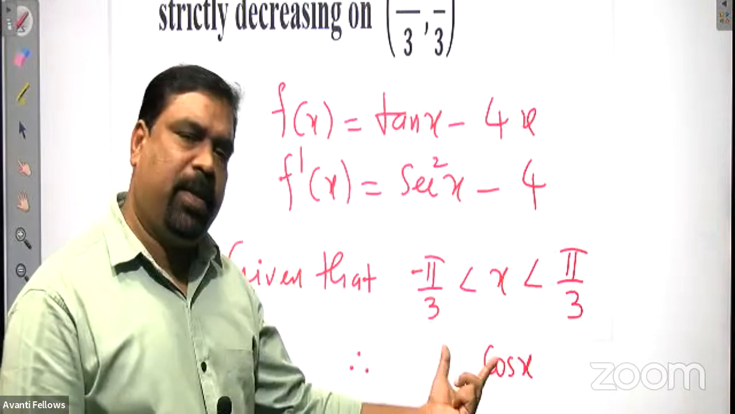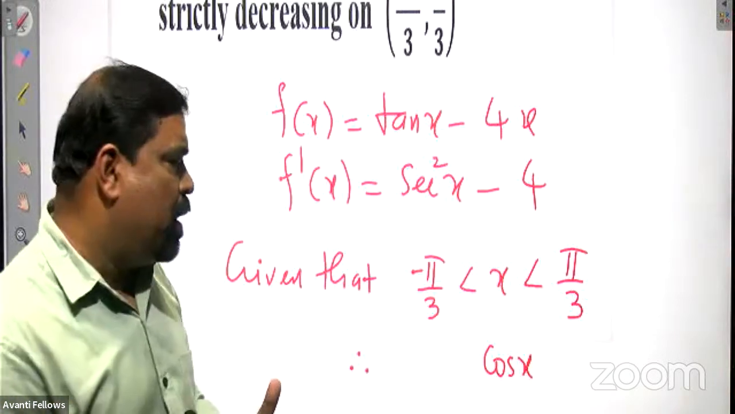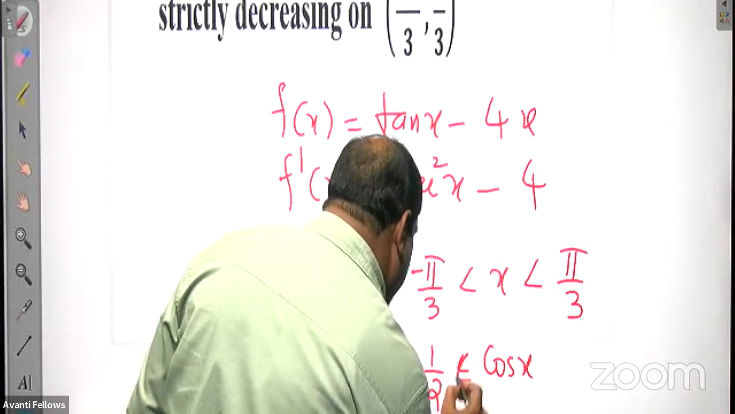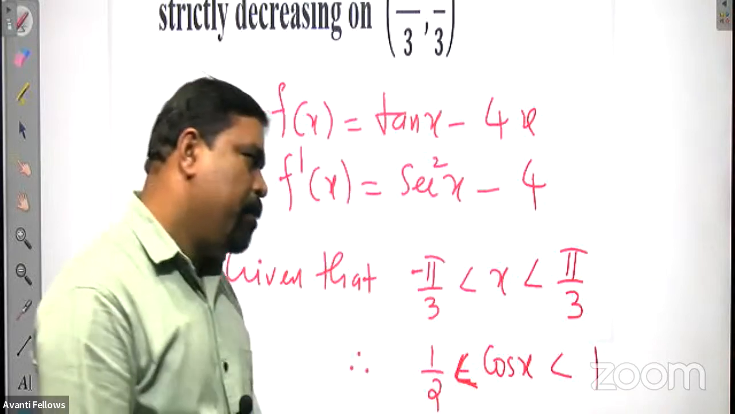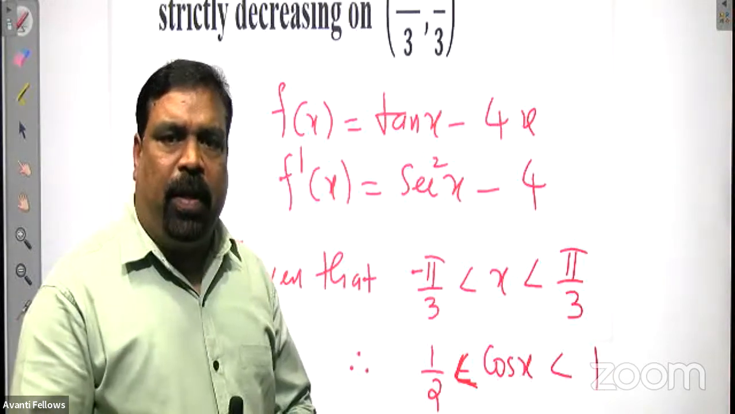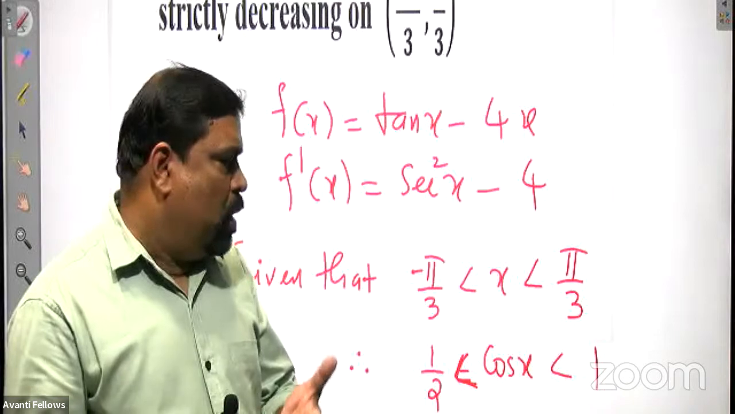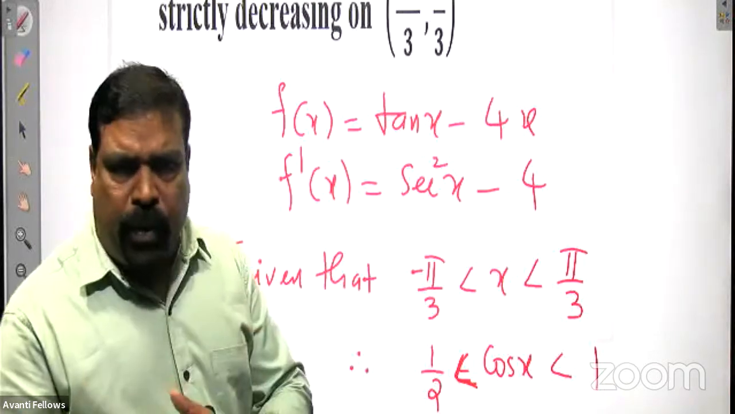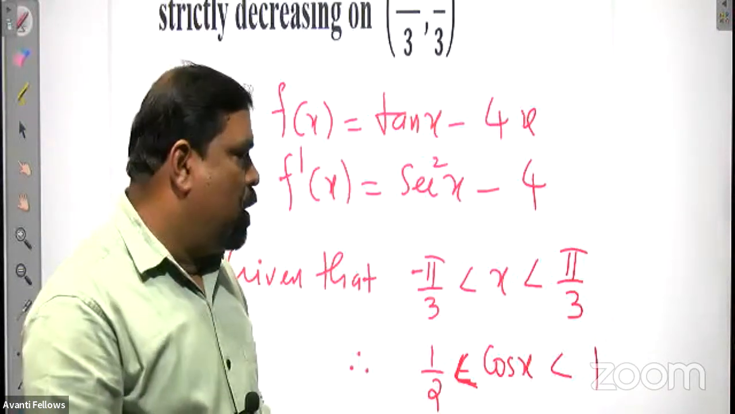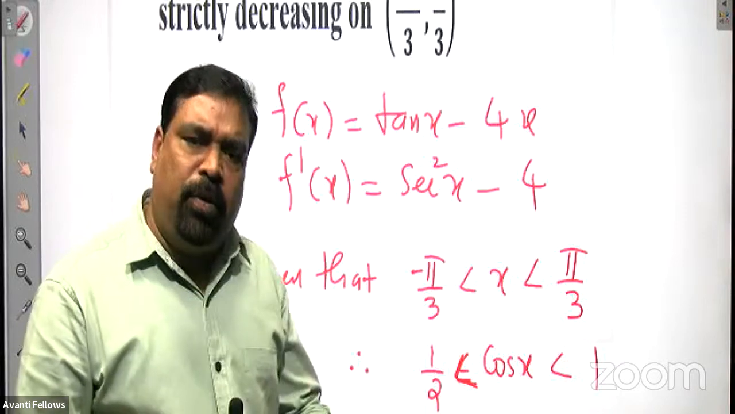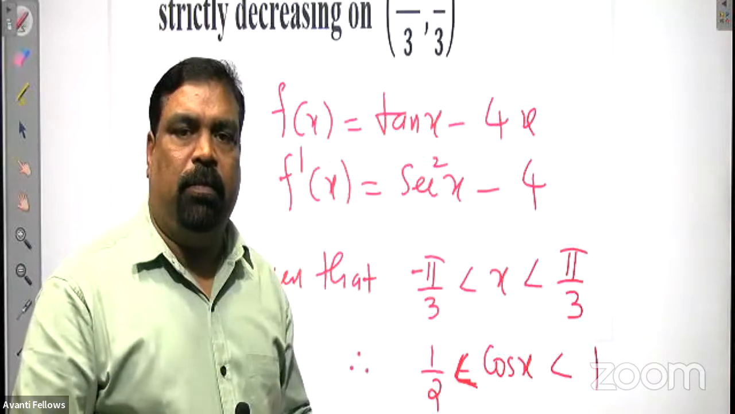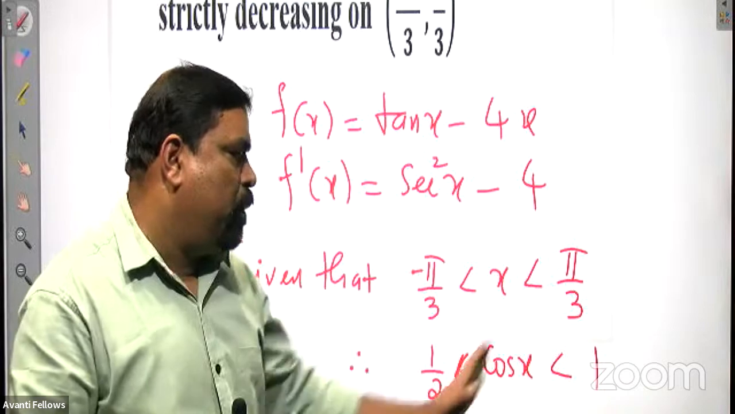That means cos x lies in between, very easily you can say, cos x must lie in between 1 by 2 and 1. I think it is clear. x lies between minus pi by 3 and plus pi by 3. And we know cos pi by 3 is 1 by 2. Even cos minus pi by 3 is also 1 by 2 only. All negative values also, cos of negative x is same as cos x. And cos 0 is 1, which means minimum value will be 1 by 2 and maximum value will be 1. So cos x, the value must be in between 1 by 2 and 1. Clear?